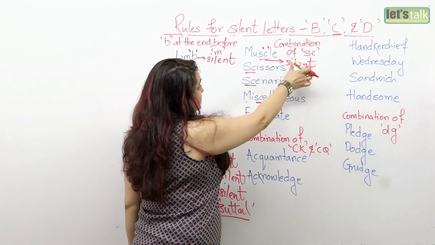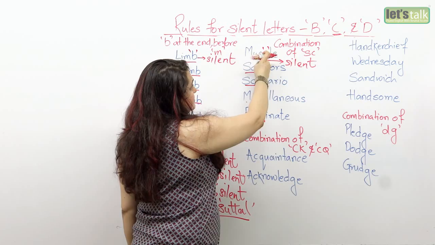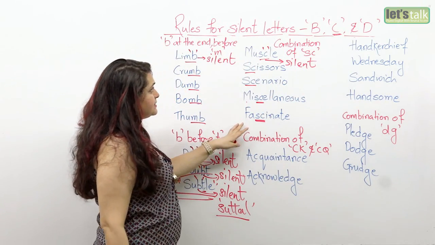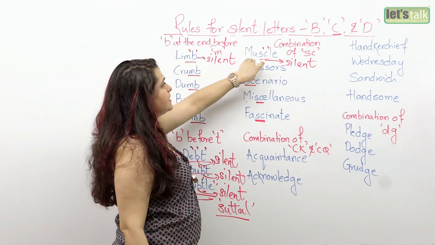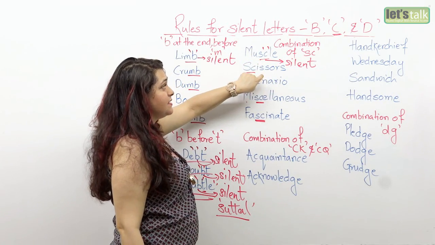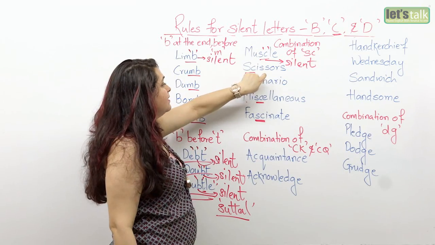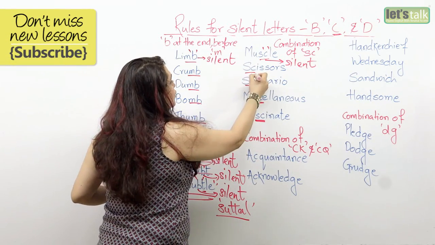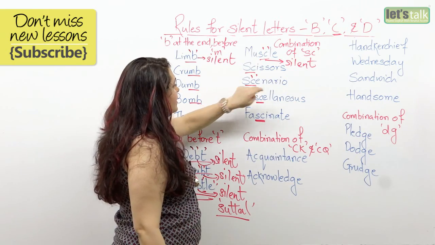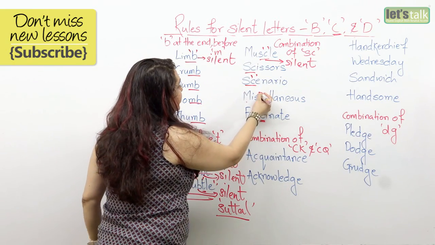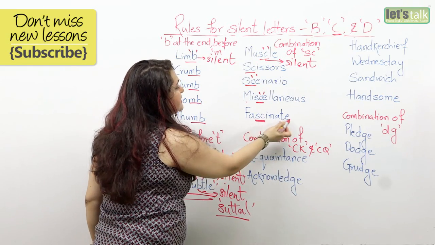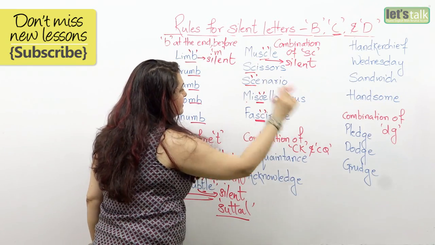So if we have to apply this rule where SC are together, S is before C and C is silent, then how will we pronounce these words? The first word is muscle, because C is silent. Then it's scissors, again C is silent. Then is scenario, where you're using the pronunciation of the letter S instead of C. Then there is miscellaneous, where again C is silent. And fascinate, where again C is silent.